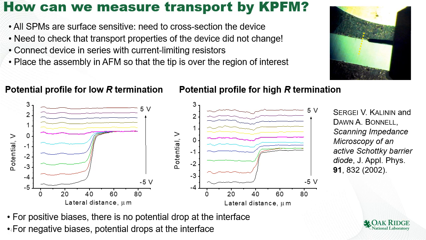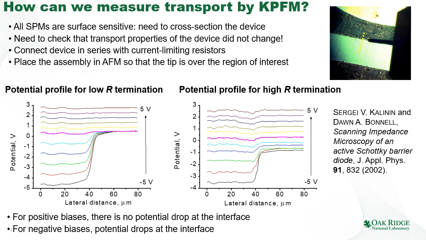And then you have all this assembly in the AFM so that the tip is over your region of interest. And for this Schottky diode, this is what you get. This is an example of the potential profiles across the interface between the silicon and the metal. You don't see it, but it's here. For the positive bias, your potential distribution is uniform. There is no potential drop at the interface. There are only waves due to the surface topography, crosstalk, and things like this, and they're independent of bias.